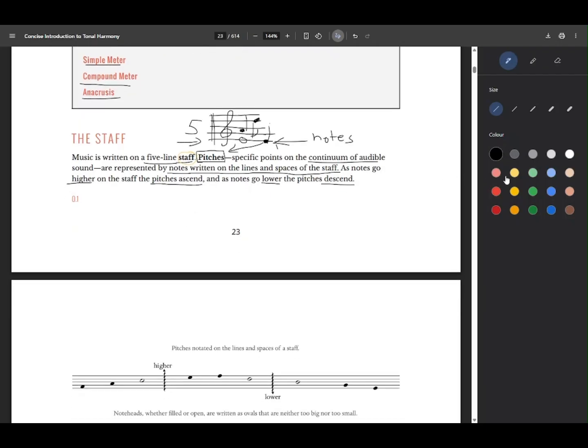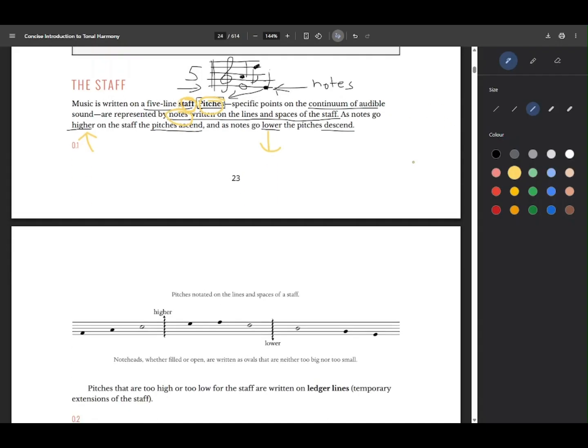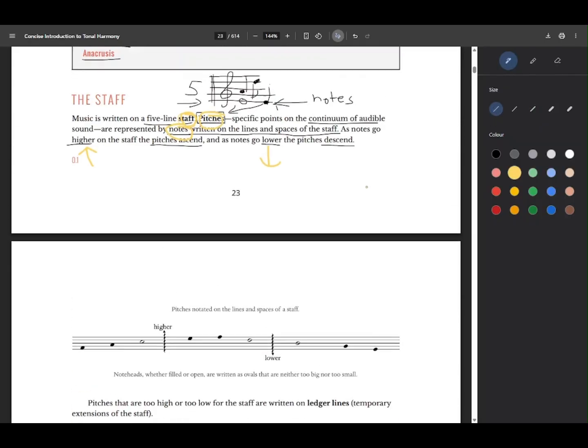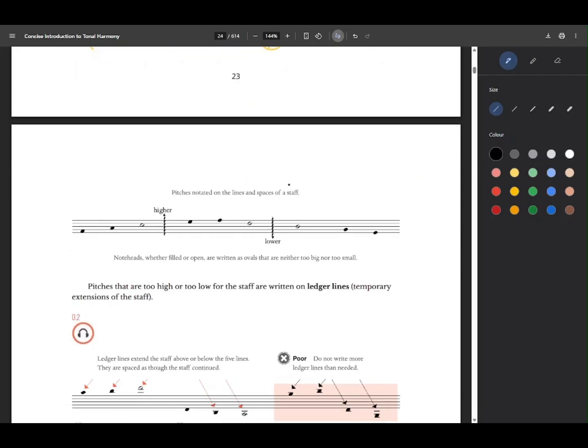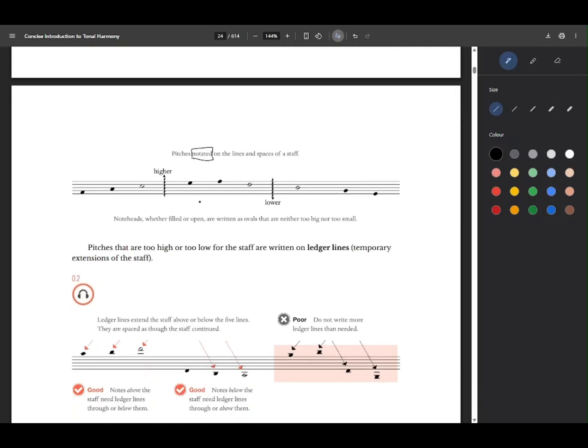So important things for us to have here are the staff, the pitches, and where they go higher and where they go lower. Oh, yes, and also the notes are what's on the staff. Okay, let's continue down here, and this will become more obvious as we look at things. So here we have pitches that are notated. And notated, this term you'll hear a lot, simply means written. So you could say pitches written on the lines and spaces of the staff.